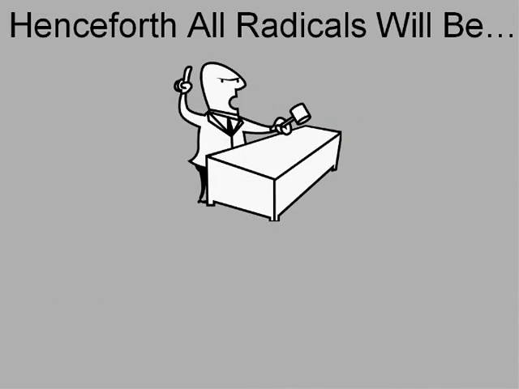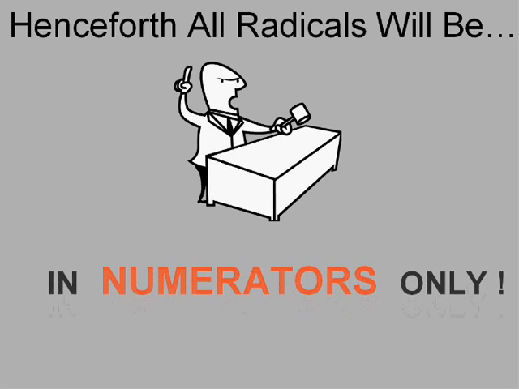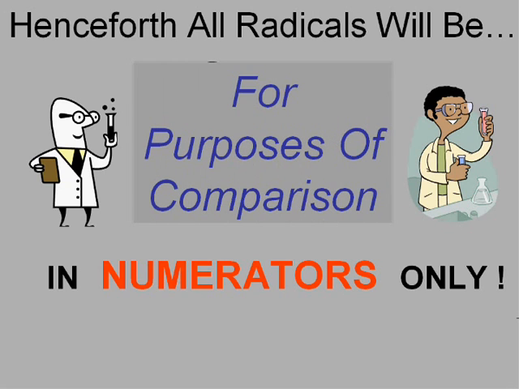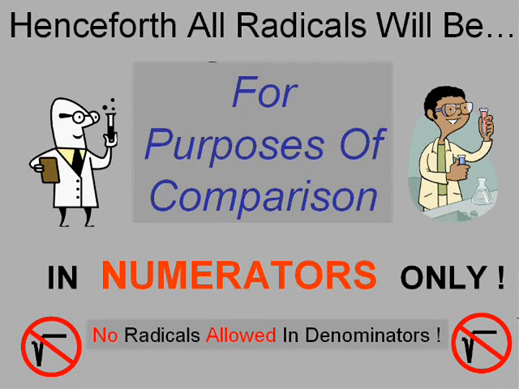So, the convention is, from now on, all radicals will be in numerators only, so that we can compare things. So let it be written. So let it be done. No radicals are allowed in denominators. So you're going to have to simplify any answer or do whatever it takes so that you do not have a radical in a denominator. This process is called rationalizing a denominator, getting the radicals out of a denominator.